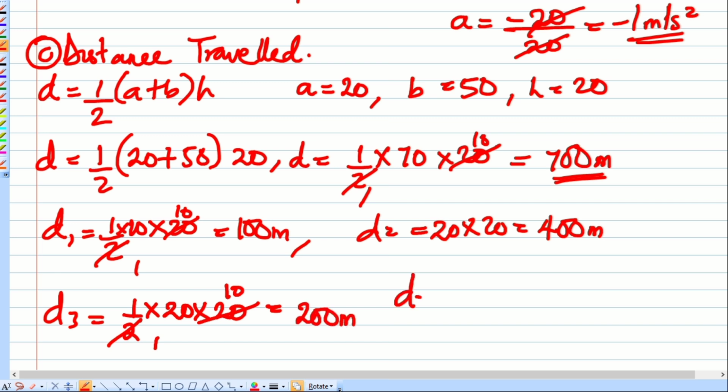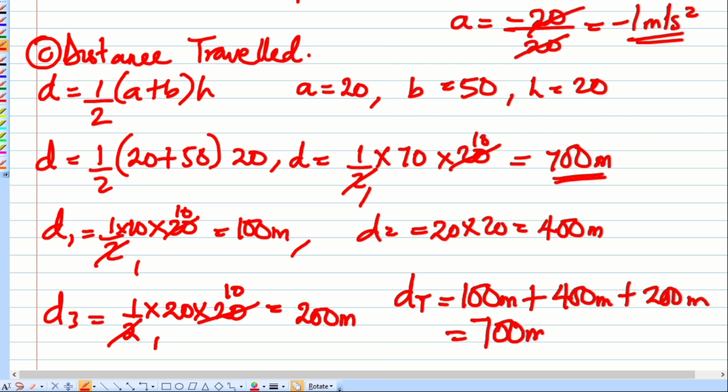So the total distance is going to be D1, which is 100, plus D2, which is 400, plus D3, which is 200 meters. So 100 plus 400 is 500, and 500 plus 200 is still 700 meters. So you see, regardless of which path we decide to take, we're still going to get the total distance traveled as 700 meters, and that's it.